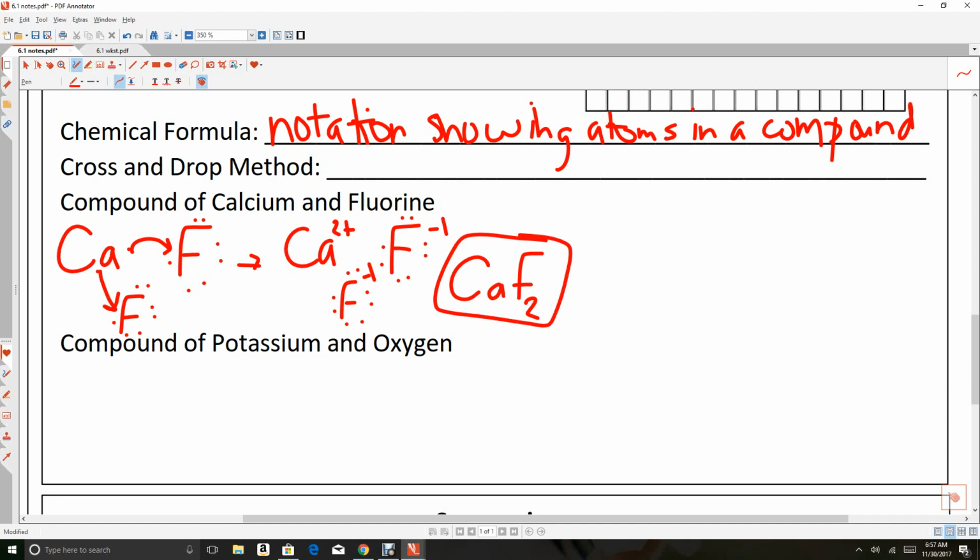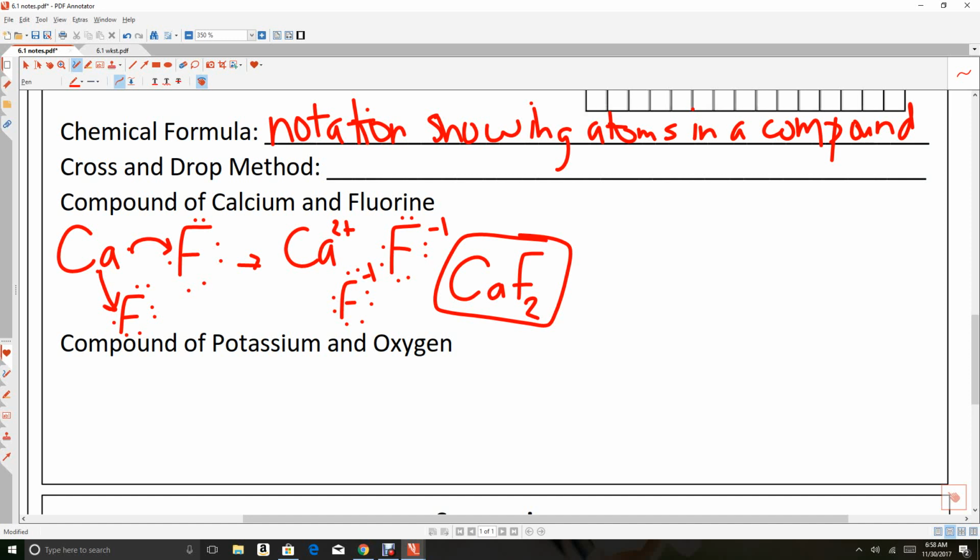However, this would be really tedious if every time we wanted to figure out an ionic compound, we had to go through this whole process. Okay, and it would be annoying. So we have a simpler method called the cross and drop method, and it's essentially exactly what you do, cross and drop. Now, one thing that everybody gets confused with is what happens to the positive and negative signs.